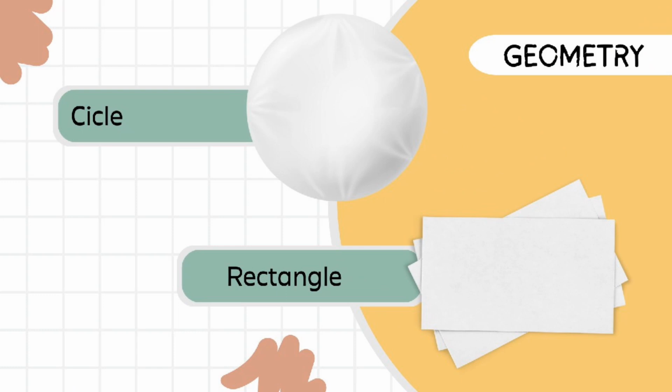For geometry, we are going to chat about circles and rectangles. Let's keep it simple and explore these cool geometry shapes together. First, let's talk about circles. The distance from one side to the other going through the middle is called the diameter, and halfway from the center to the edge, that's the radius. Now let's switch gears to rectangles. The longer side is called the length and the shorter side is called the width.